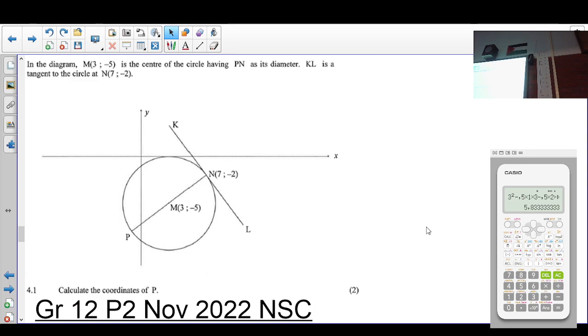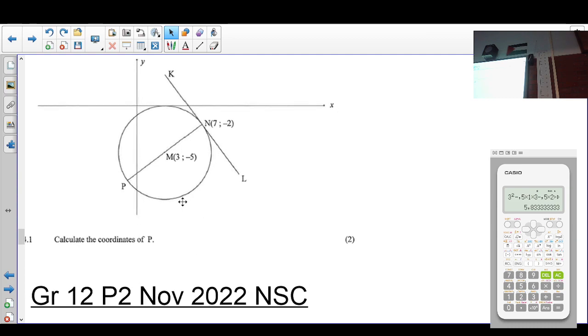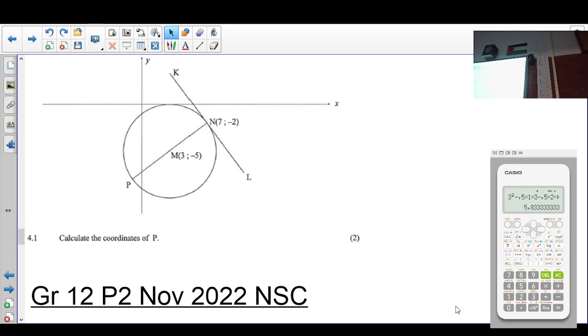Right, so we are told that in the diagram, we're looking at question 4 now. In the diagram M, which is 3 and negative 5, is the center of the circle having PN as a diameter. People, the diameter, what do we know? KL is a tangent, so MN will be perpendicular to tangent KL. Then we are told that N is 7 and negative 2. Everything that is given there is on this diagram anyway. Question 4.1. Calculate P. People, we know that that's the end point. So let's make that X and Y for P.